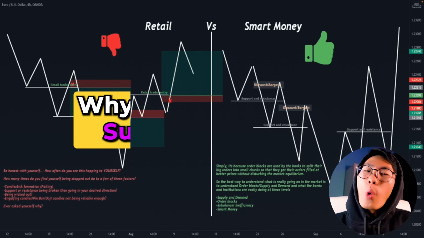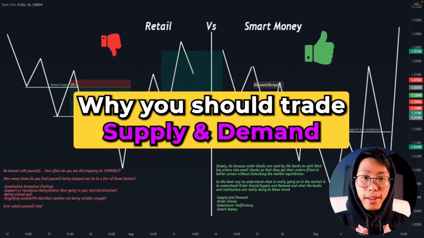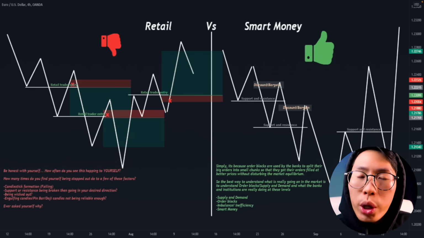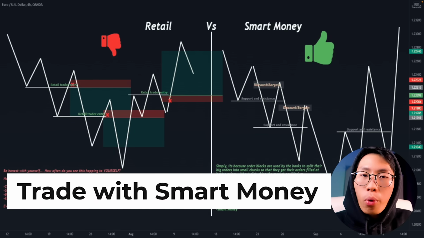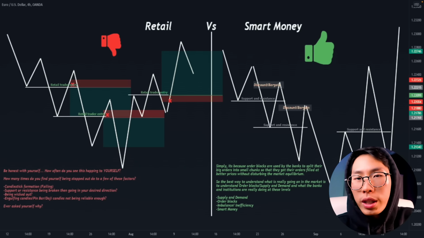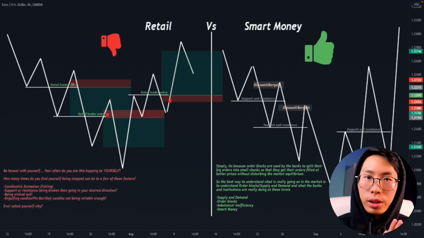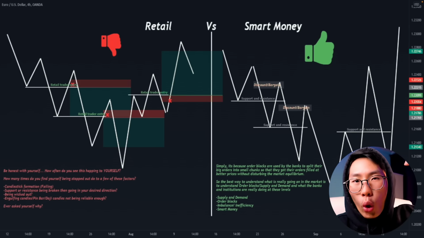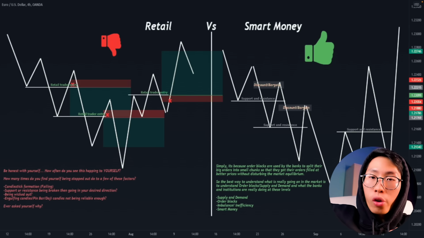Why should you trade supply and demand? Let me tell you why I trade supply and demand. Because I want to trade with the big boys who have a lot of money. I want to react to the price when these big boys enter the market. The best way to see them entering into the market is by waiting for supply and demand. Supply is when the market is going down aggressively, and demand is when the market is going up aggressively.